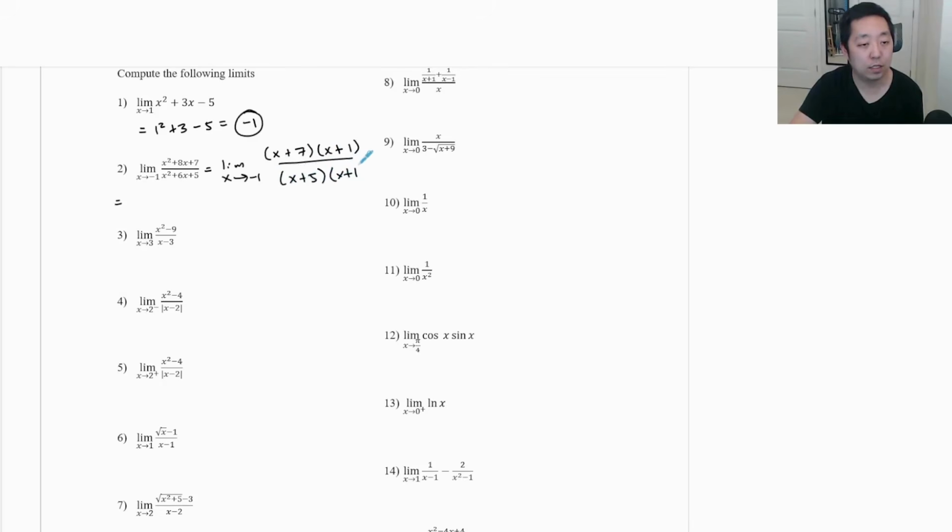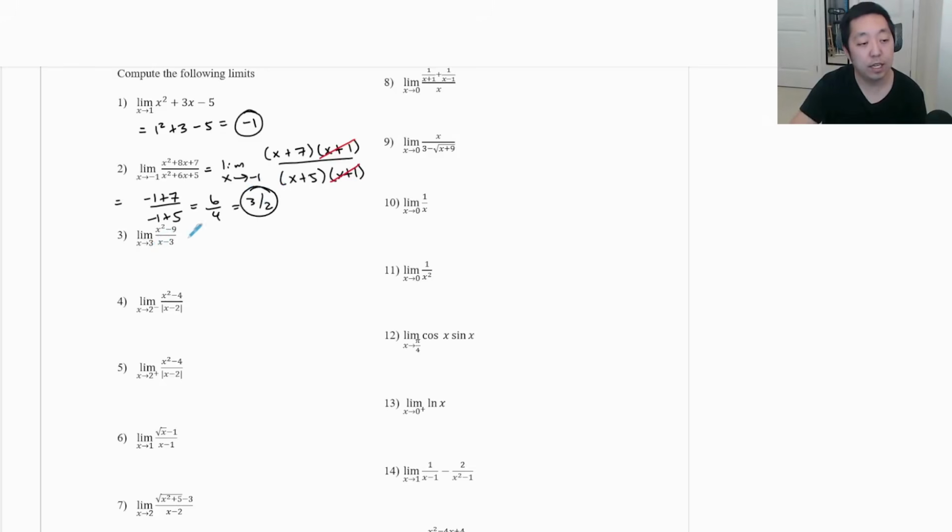I think that's what it factors into. Notice if I plug in negative 1, I'm going to get 0 over 0 here, okay? Which is indeterminate. But the thing about this one is if you cancel the x plus 1s and then you plug in negative 1, then you're not going to have a problem. So that's 6 over 4 or 3 over 2.